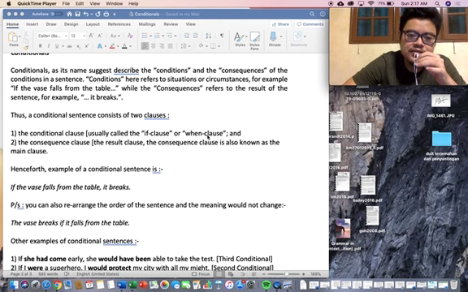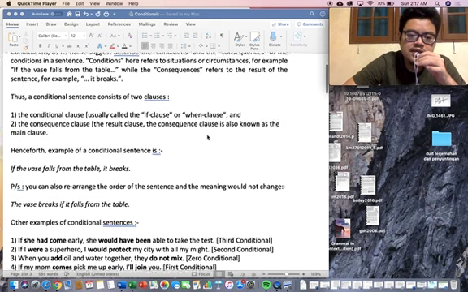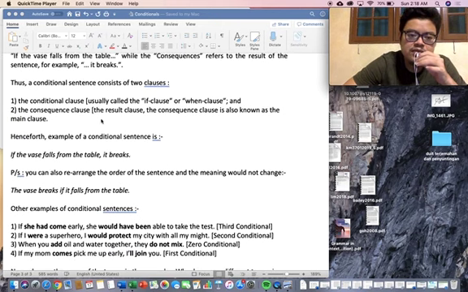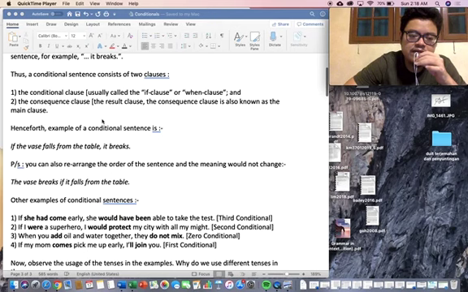Another thing is that there are two clauses. The first one is the condition clause, and the second one is the consequence or result clause. For these two clauses, you can also rearrange the order. Here I have an example: if the vase falls from the table, this is the conditional clause, the if clause. And then it breaks, this is the second clause, the consequence clause. The consequence clause is also known as the main clause.